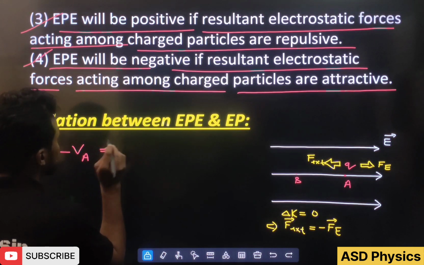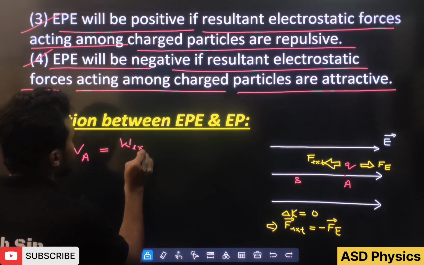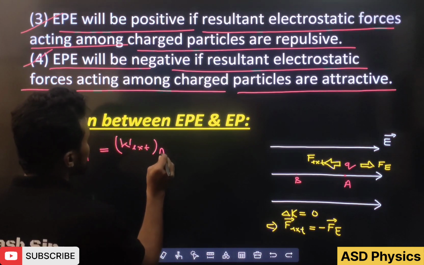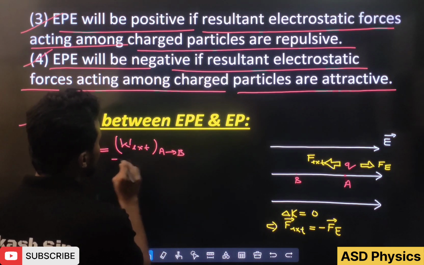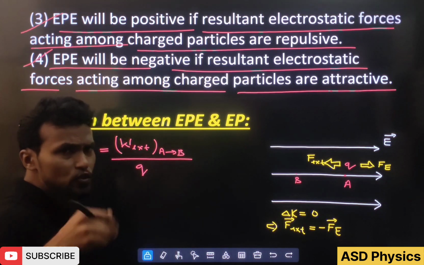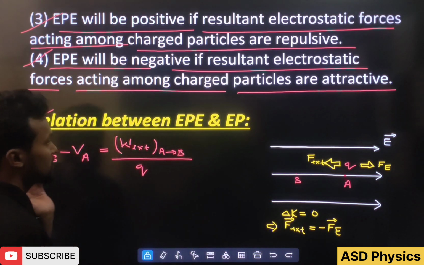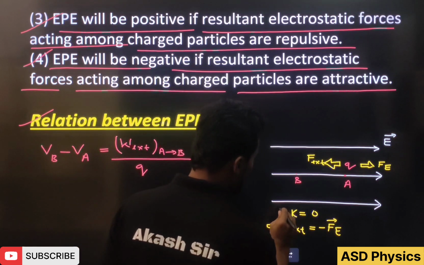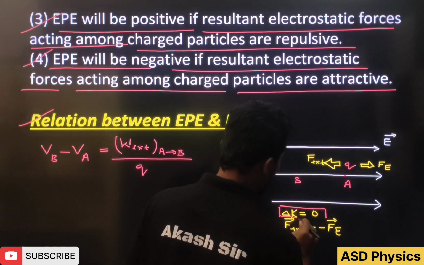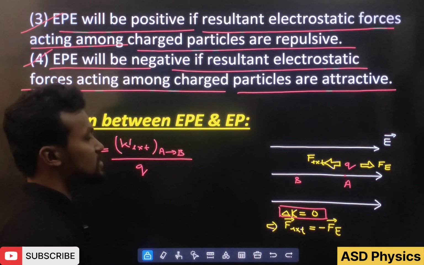So the potential difference between points A and B is defined as the work done by the external force to move the charged particle from A to B. And which kind of charged particle? Unit charge particle. That's why we are dividing by Q. And as I have told you, if there is no change in kinetic energy, this delta K is 0.